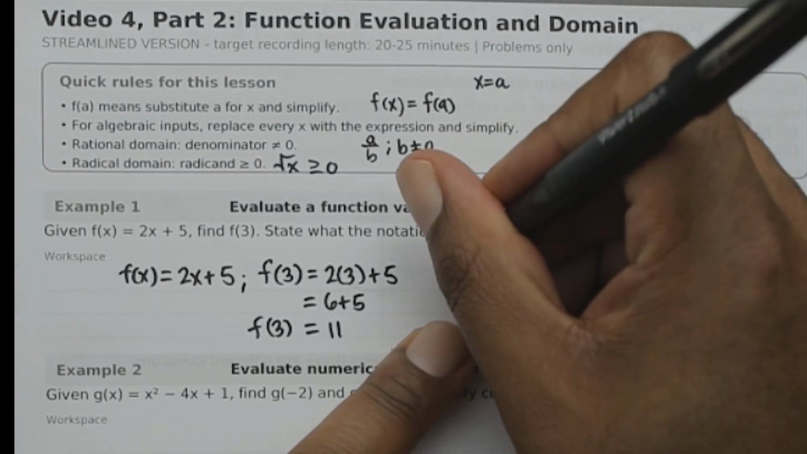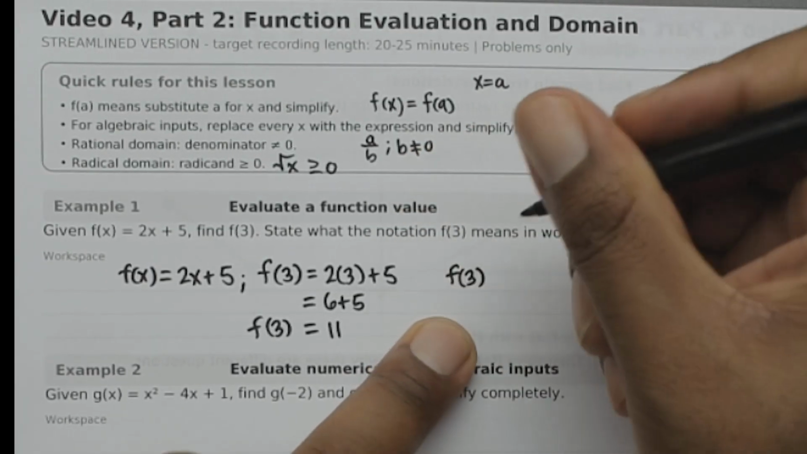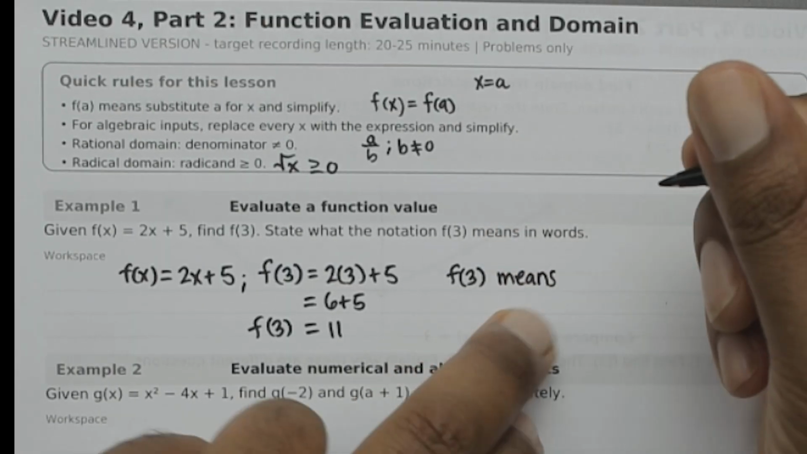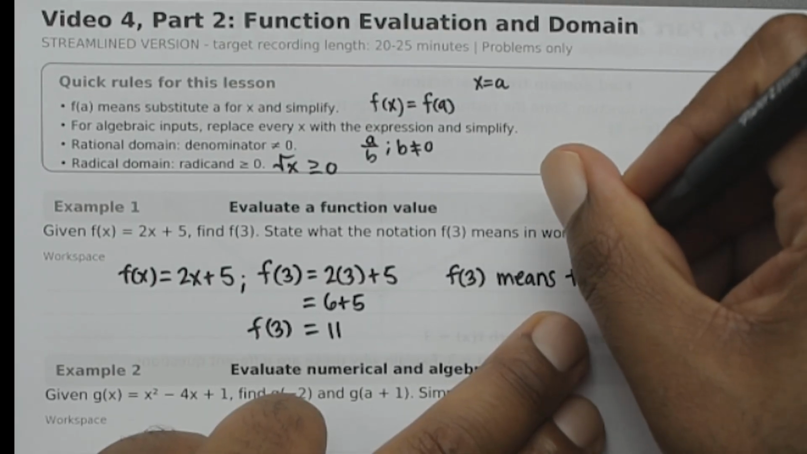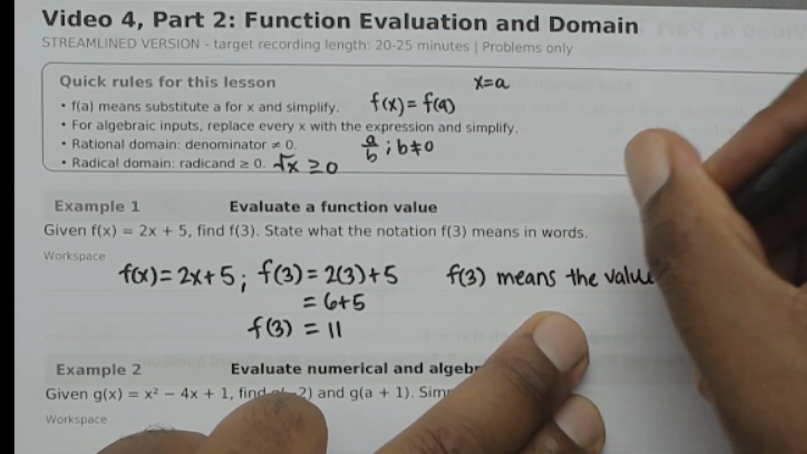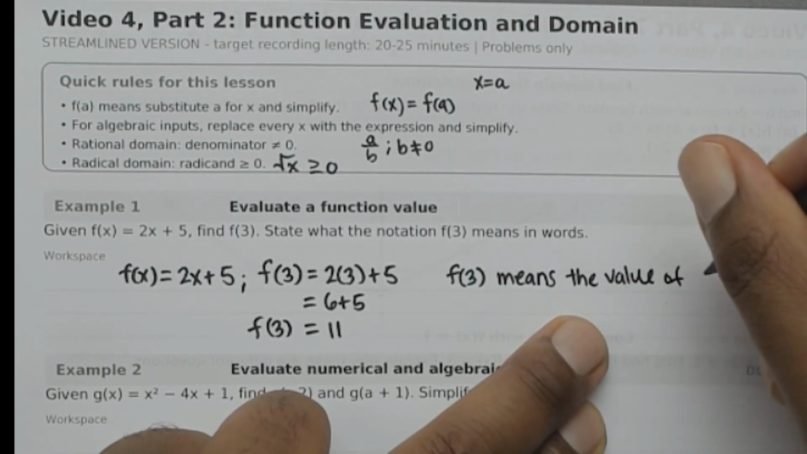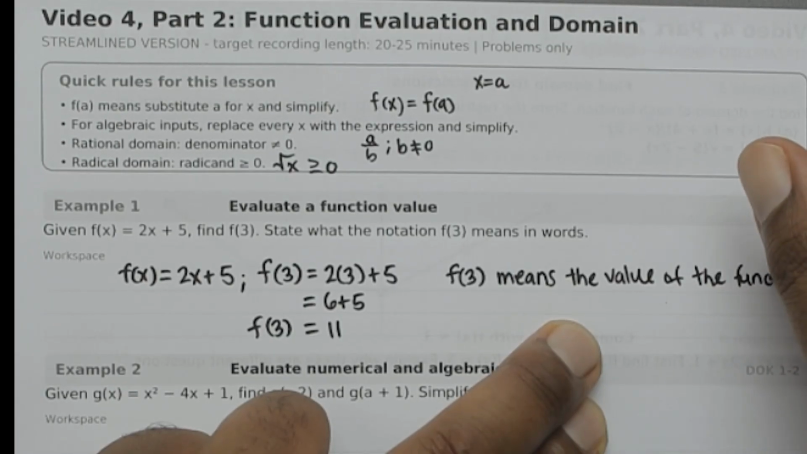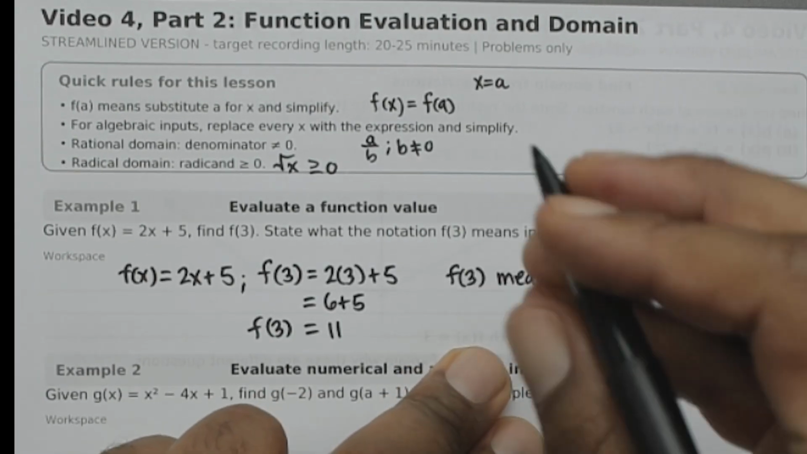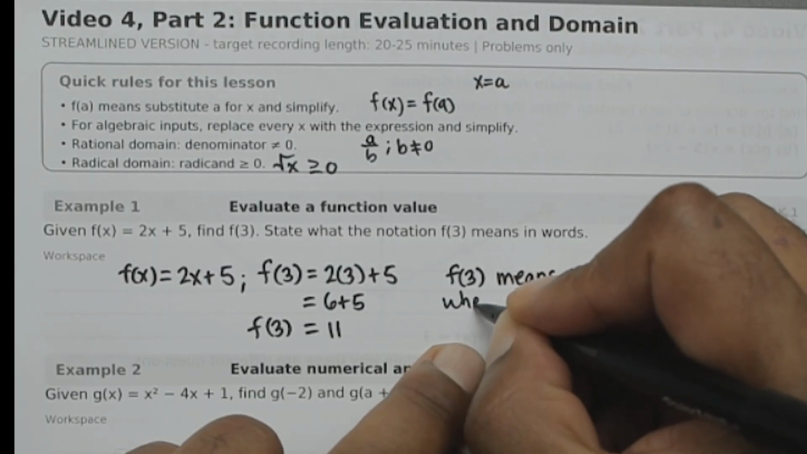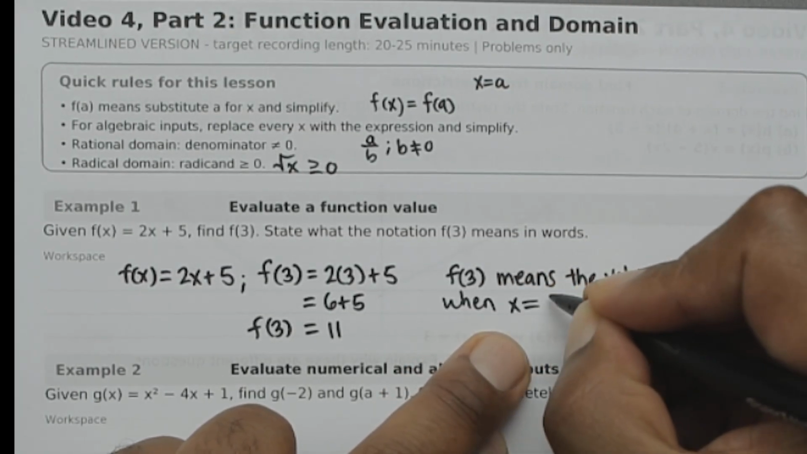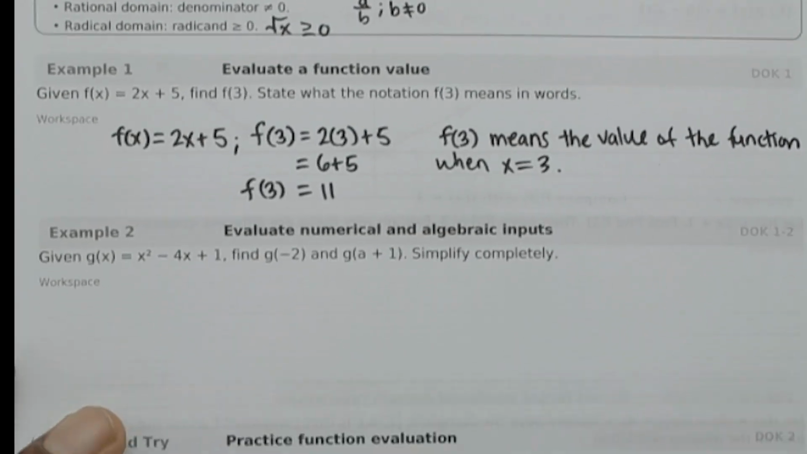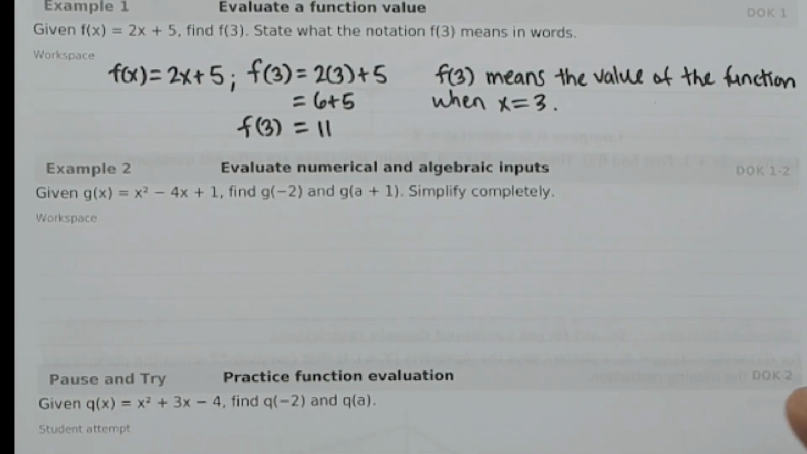In words, it means that f of 3 means the value of the function when x is equal to 3. And that's it. Next, let's look at example 2.